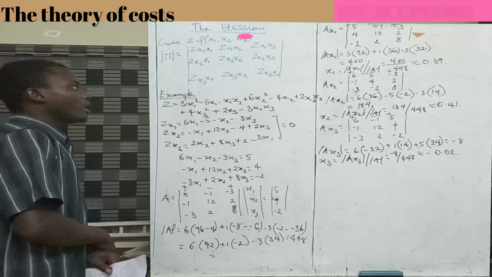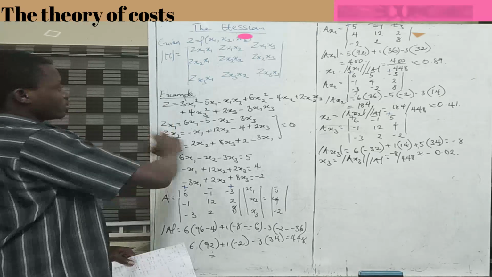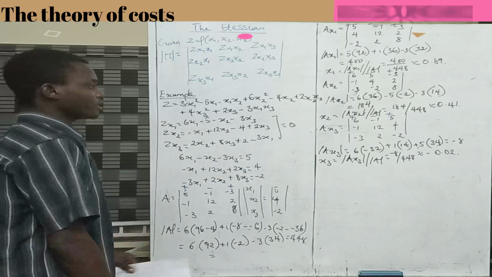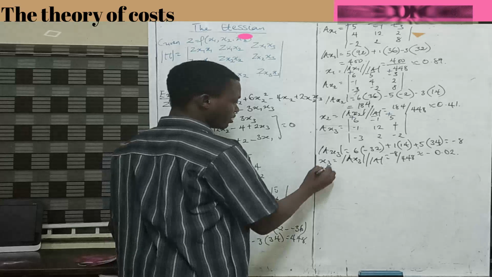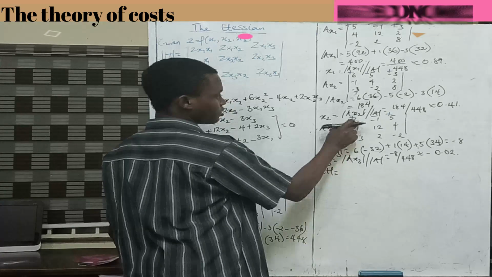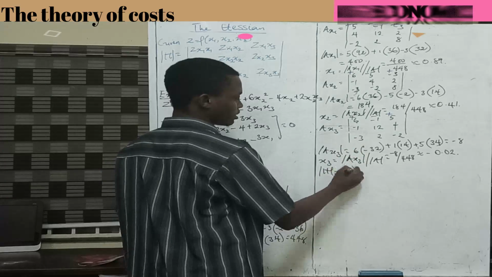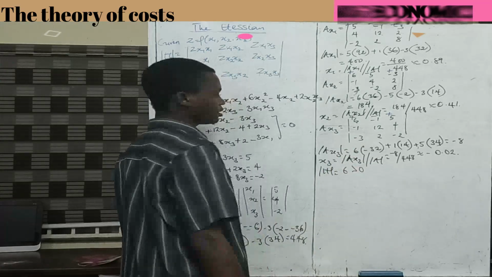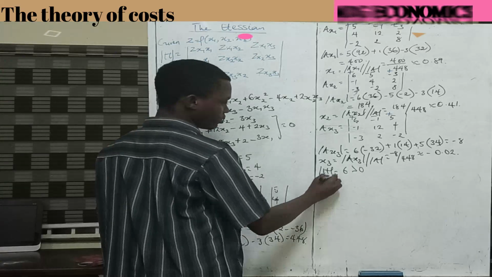Now, are they minimizing this function, or are they maximizing it? So the first thing is our H1. Our H1 is the first number here, 6, and 6 is greater than 0, so that's positive. Now, what about our H2?